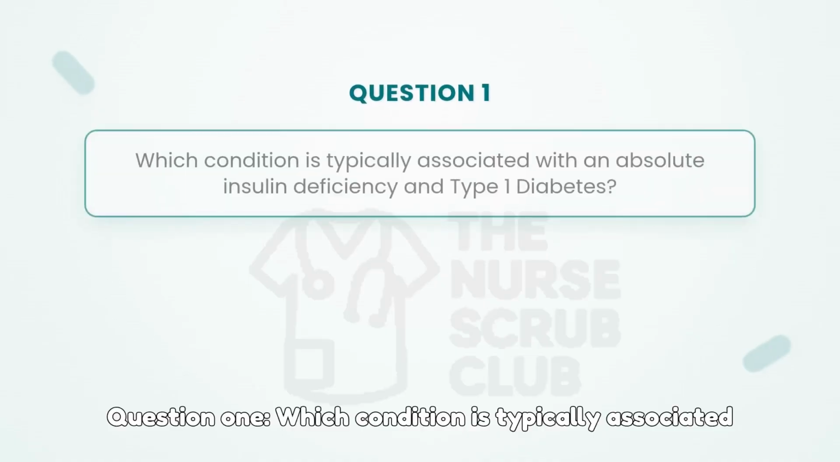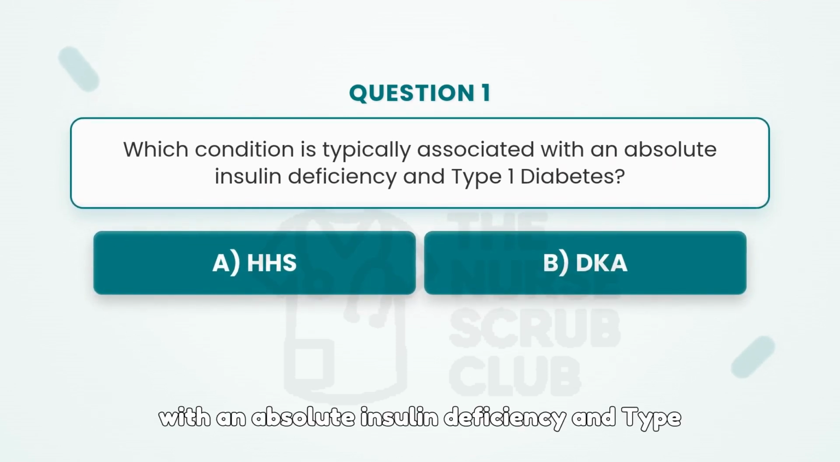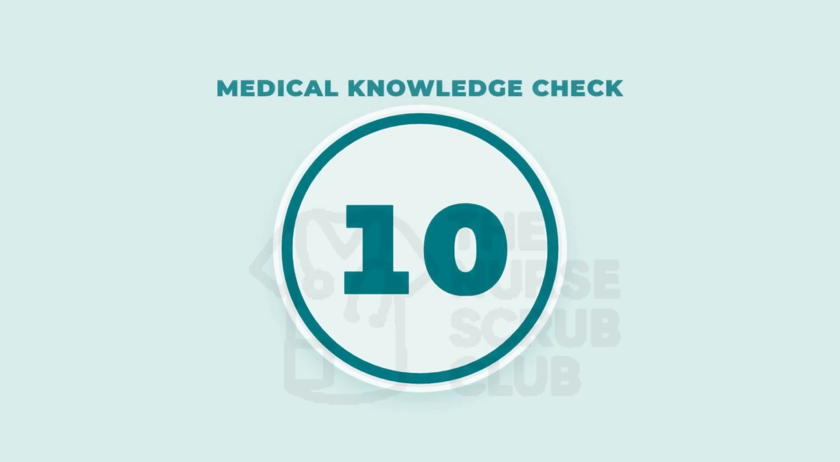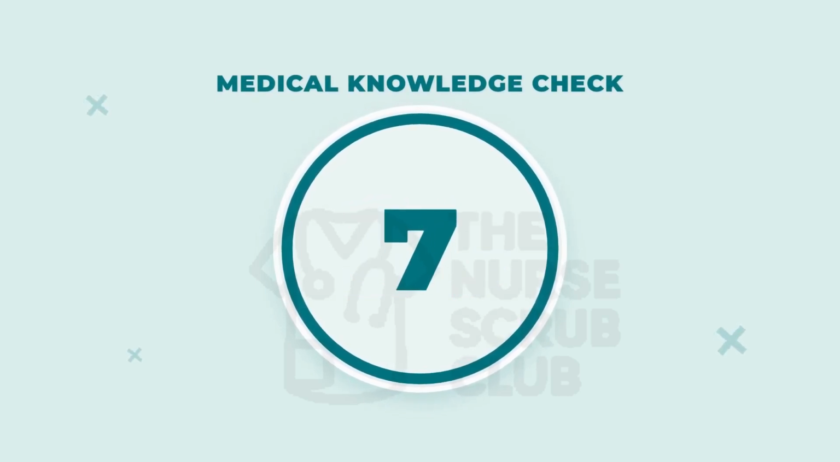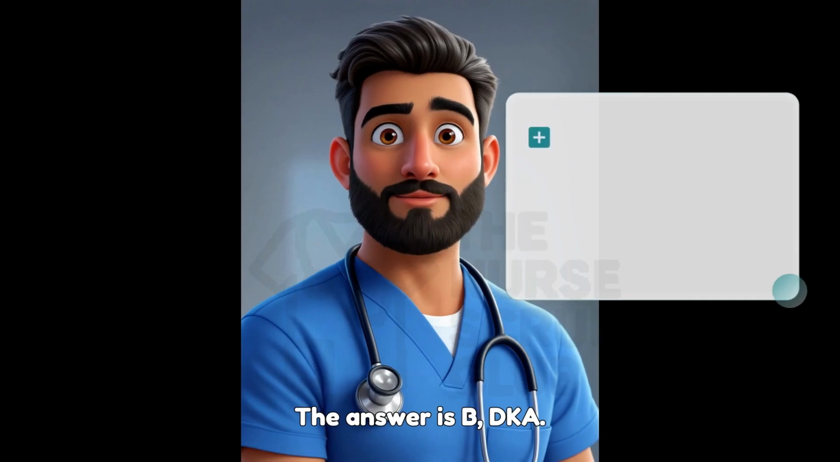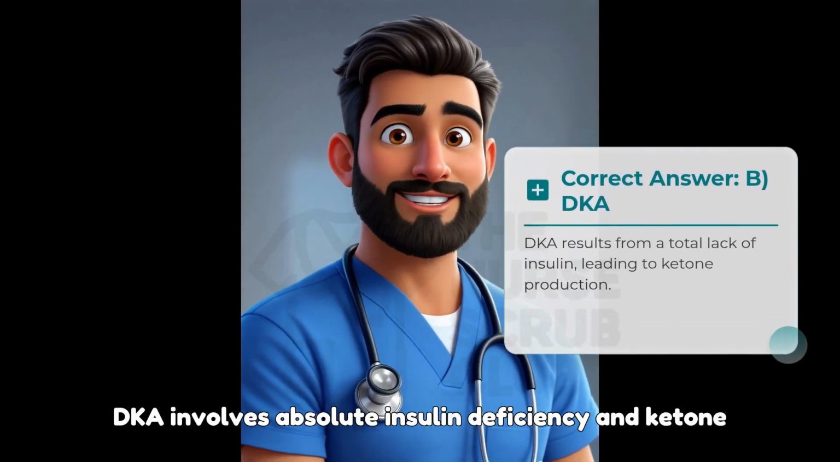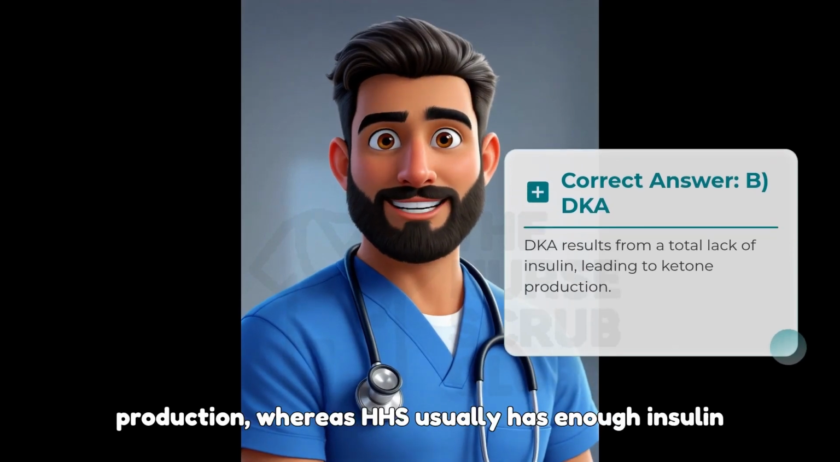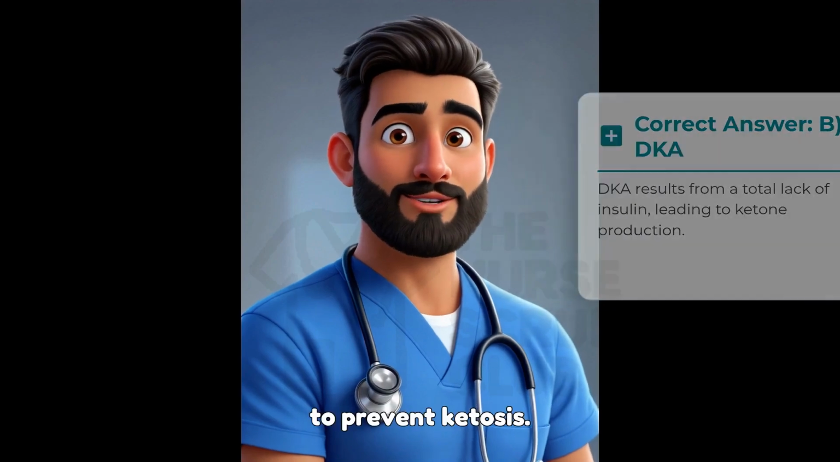Question 1. Which condition is typically associated with an absolute insulin deficiency and type 1 diabetes? The answer is B, DKA. DKA involves absolute insulin deficiency and ketone production, whereas HHS usually has enough insulin to prevent ketosis.